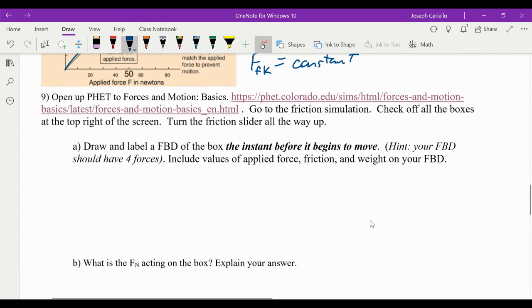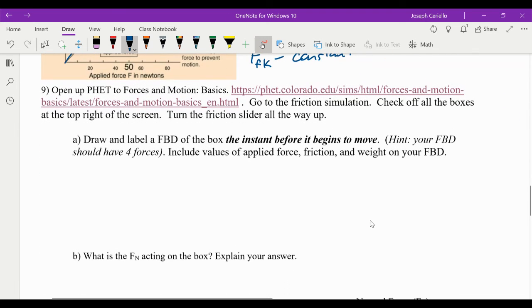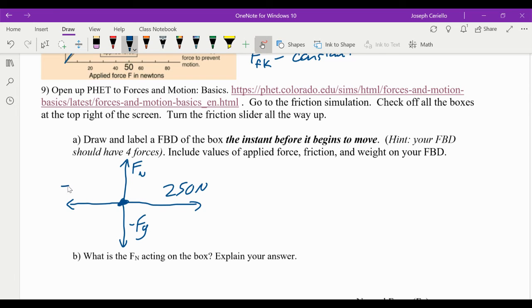All right, this is doing a simulation. I don't even know the answers to this, honestly, or don't remember them. But the first thing we did in the simulation, we drew a box the instant before it began to move. Actually, I think I remember a lot of the numbers here. So we had weight going down, that was negative Fg. We had normal force going up. The moment before it began to move, I think it was 250 newtons. And the only thing stopping it from moving, the instant before it begins to move, is the negative force of friction.